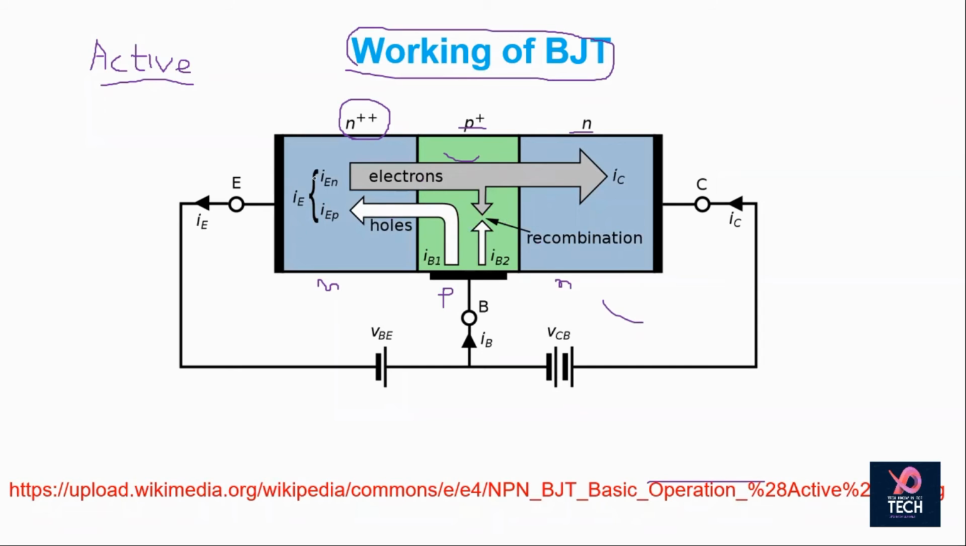Now coming to the actual working of your transistor. This is negative, this is N-type and highly doped N-type. So this negative potential will be pushing electrons into the base. The electrons in this N++ portion are heavily doped, so they are excess in number, and they will be pushed towards the base.